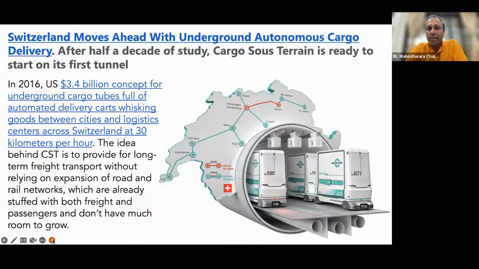Switzerland moves ahead with underground autonomous cargo delivery. Just imagine underground autonomous cargo delivery. After half a decade of studies, Cargo Sous Terrain is ready to start on its first tunnel. And what is it? The idea behind CST is to provide long-term freight transport without relying on the expansion of roads. So there is no concept of expansion of roads.